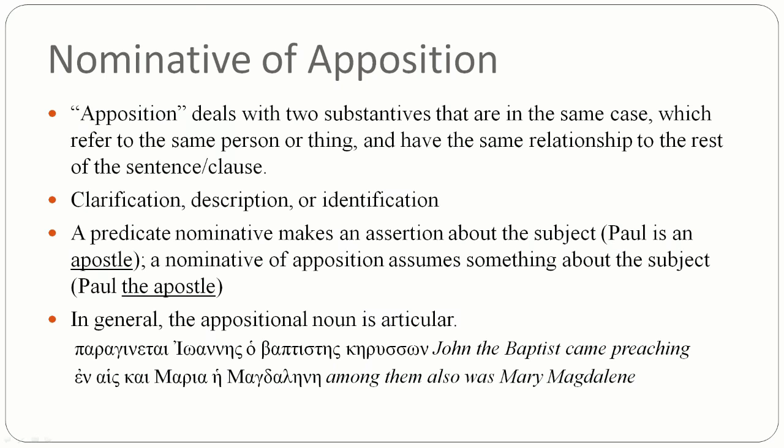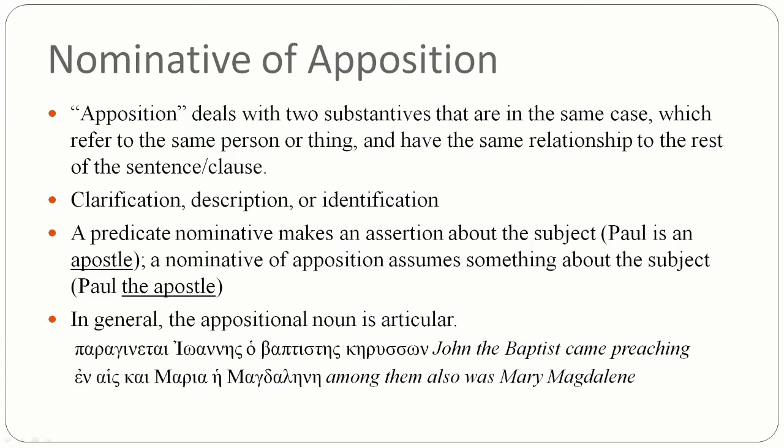The nominative apposition pretty much states those two things are exactly the same, and it is assuming something. It's attributing something. It's saying this is Paul, but it's assuming this. Paul, the apostle. That's apposition. Those two words, Paul and apostle, are referring to the same thing. In general, of course, in Greek you don't really want to say always. In general, the appositional noun is articular.